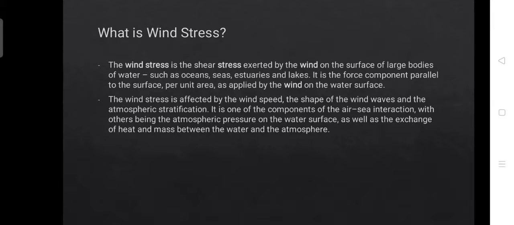And wind stress is affected by wind speed, the shape of the wind waves, and the atmospheric stratification, which is one of the components of air-sea interaction, along with atmospheric pressure on the water surface, as well as the exchange of heat and mass between the water and the atmosphere.